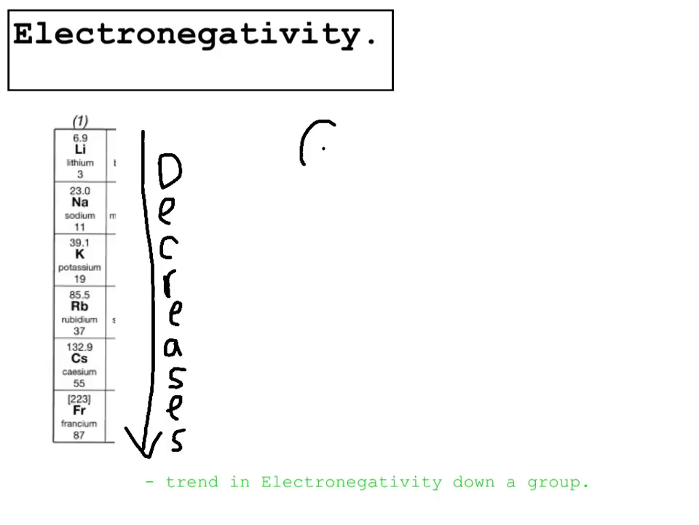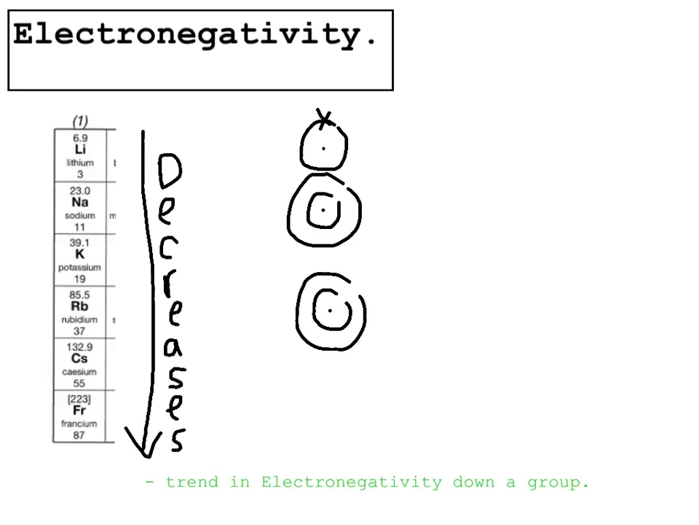So for lithium, you have a shell of electrons. For sodium, there's an extra shell of electrons. For potassium, you have another one. And so the electrons are getting further and further away from that nucleus in the middle. And that has a bigger effect than the number of protons increasing.